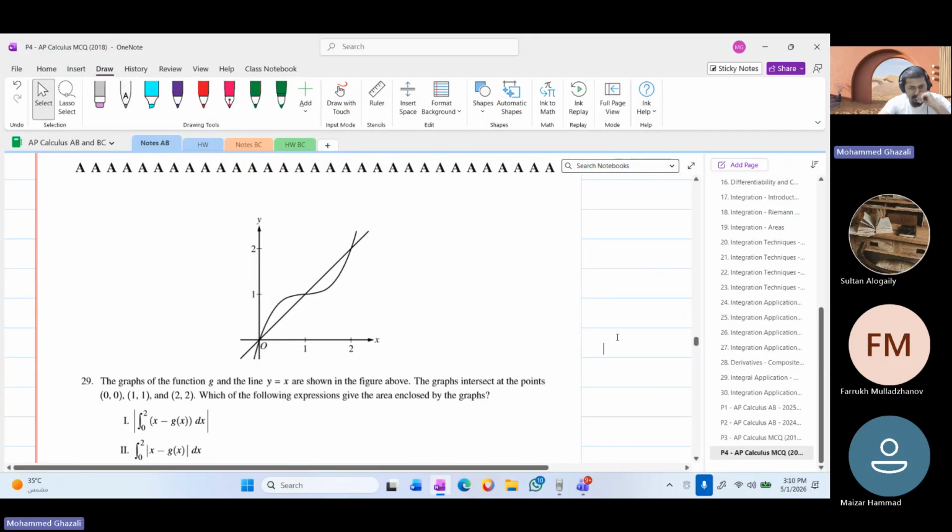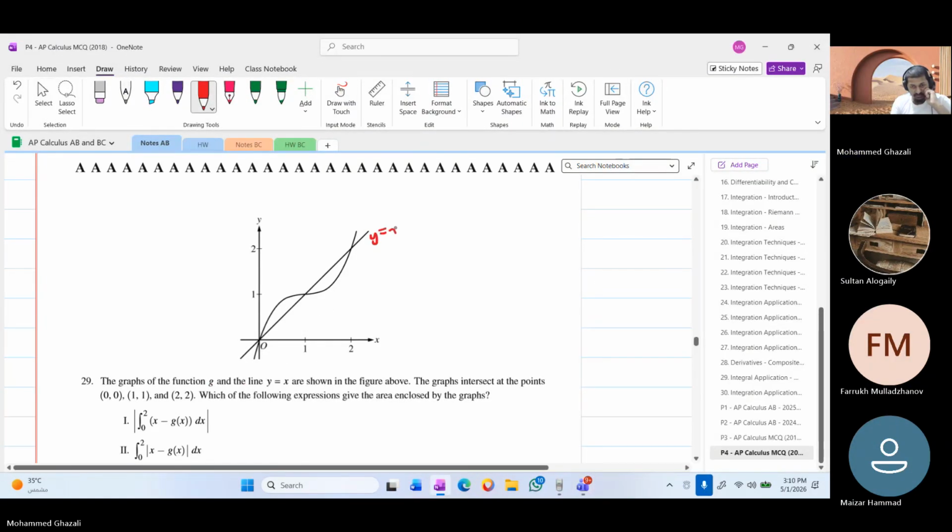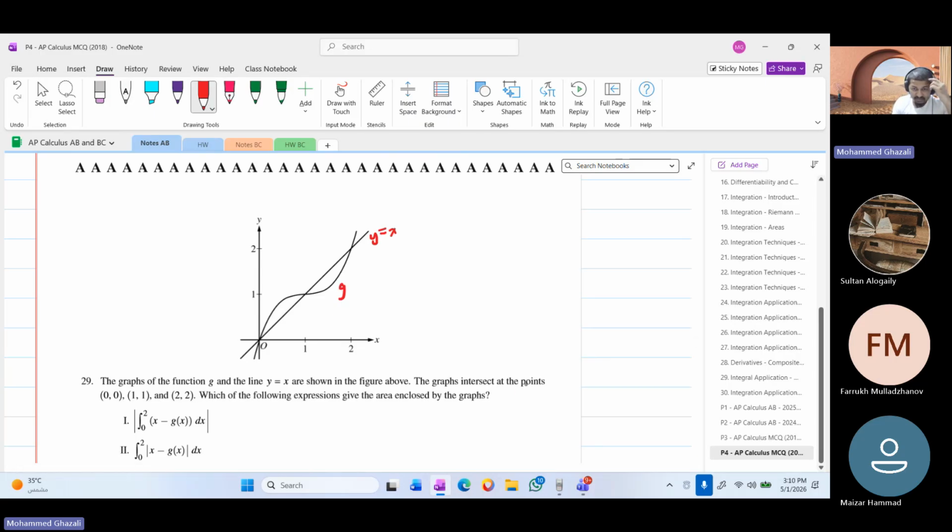Right, next one. The graphs of the function g and the line y equals x. Y equals x is the line, and that's the graph of function g. As shown in the figure above, the graph intersects at 2 points, 1 and 2. Which of the following expressions give the area enclosed by the graph? If you want to find the area, you evaluate top function minus bottom function. This is g minus the bottom function, which is x. And this is bottom function g, top function x.